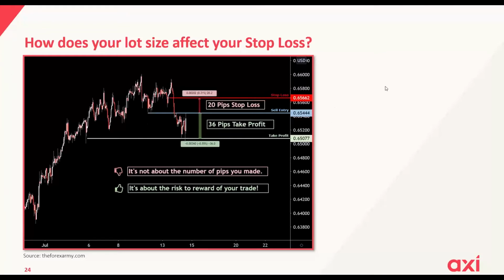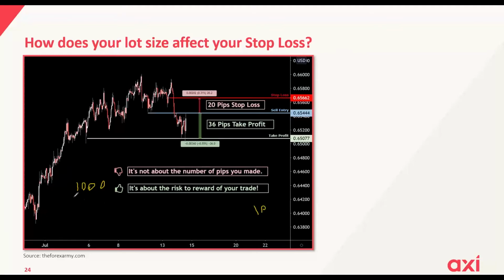And the newbies, a lot of people are tricked into thinking that is important. A lot of people think that making 1,000 pips is important. And if you hear a guy who only makes 10 pips, you think, well, this guy doesn't know how to trade. He only made 10 pips.